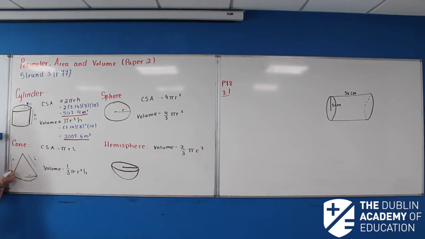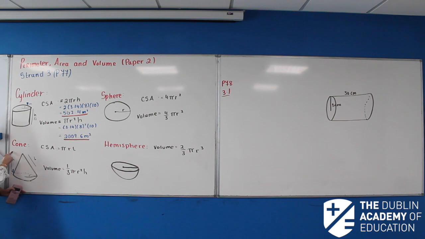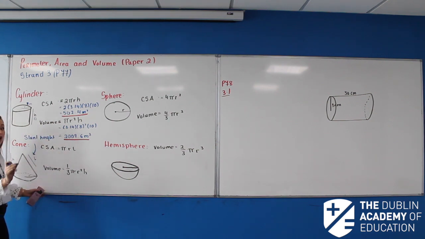Now, with regards to the height, it is the perpendicular height. So maybe just highlight it, circle it. H refers to the height, and that is the perpendicular height. When you see the letter L, that is the slant height. Okay, so be really, really cautious of the difference between the two of them.